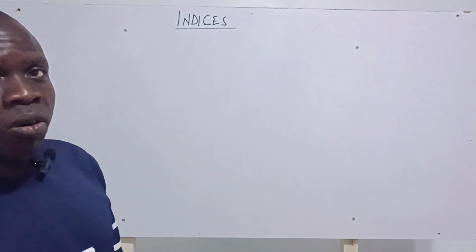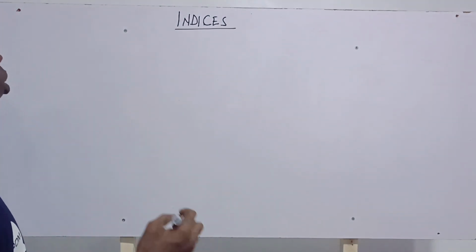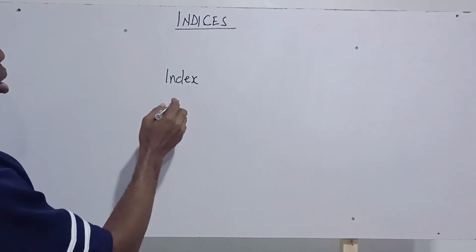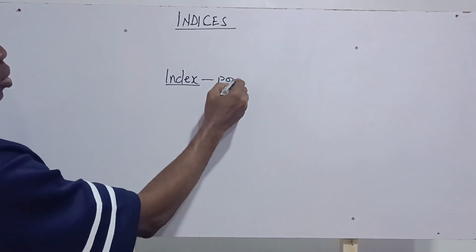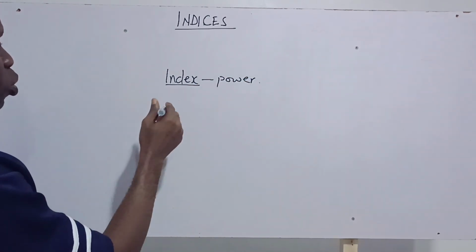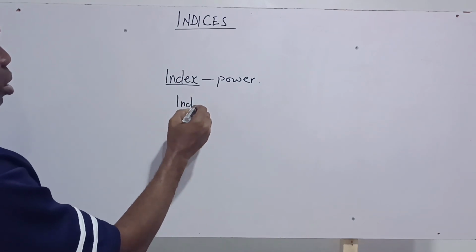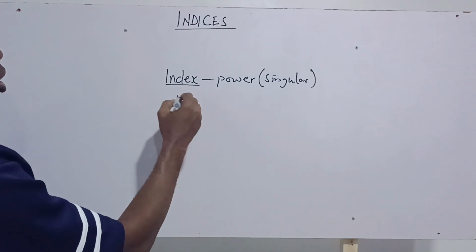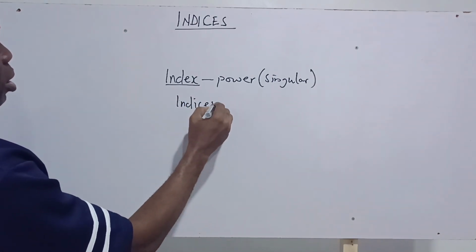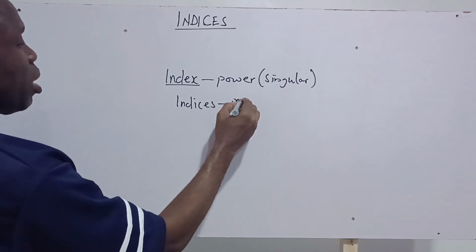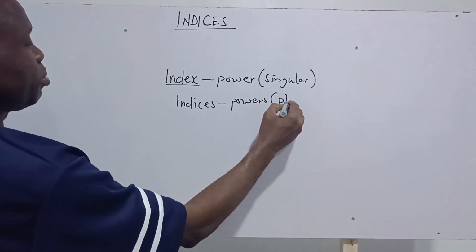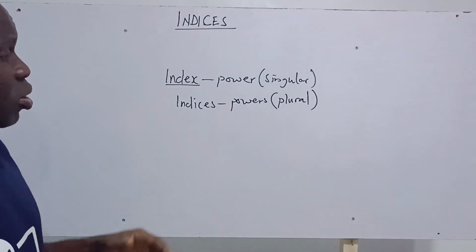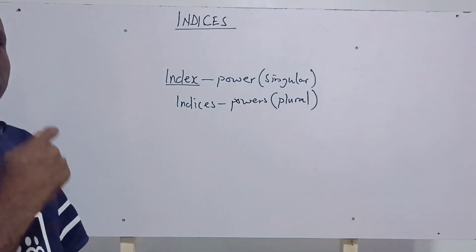Indices is a plural of index. The word index means power. The singular is index, and the plural is indices, which also means powers. So the plural of index is indices. When you're talking about indices, you're talking about power, using numbers with power.